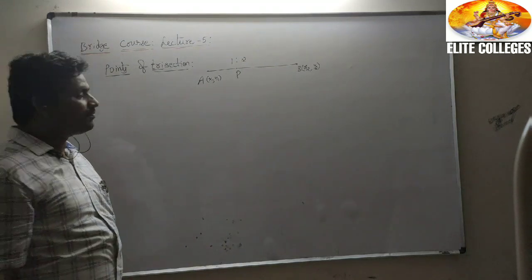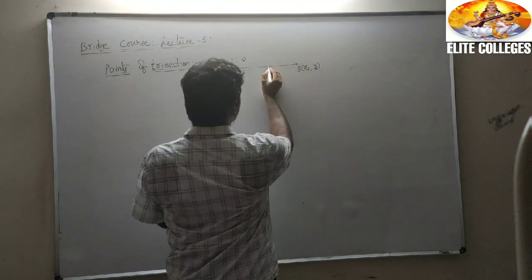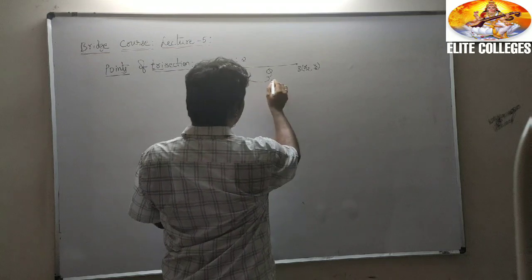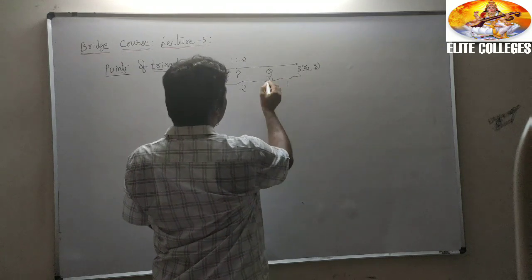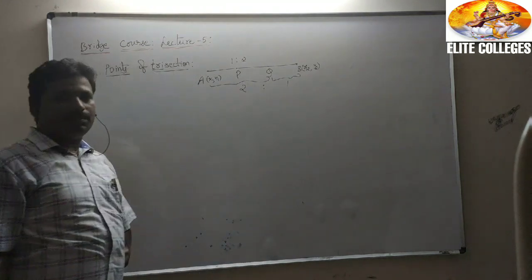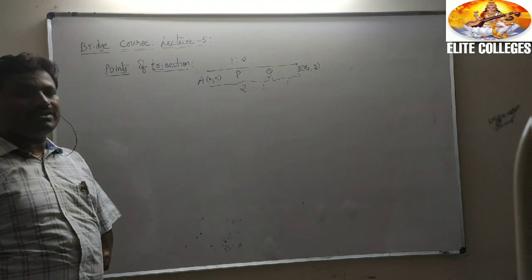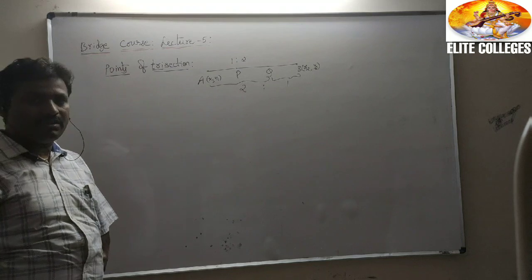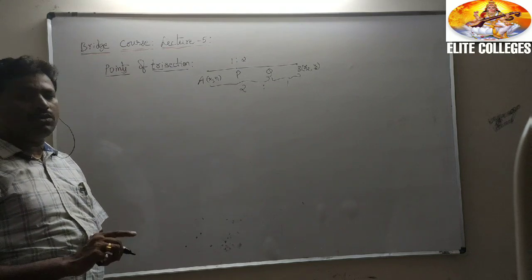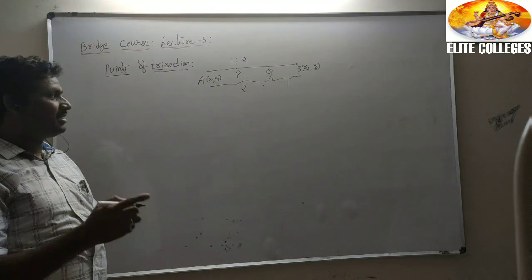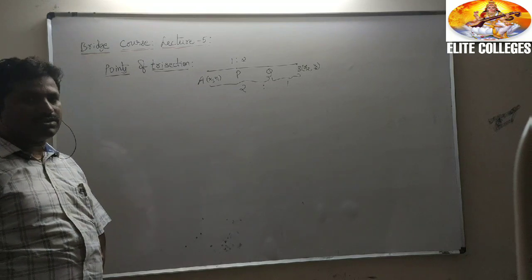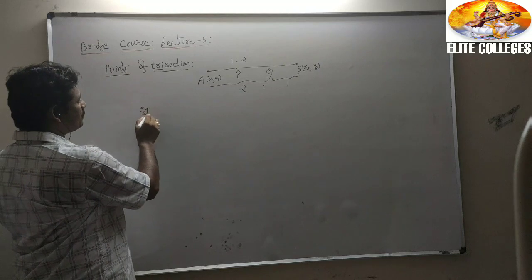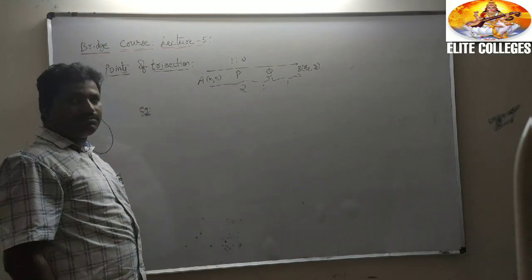Or the point Q which divides AB in the ratio 2 is to 1. Then the points P and Q are called points of trisection. The points which divide AB in the ratio 1 is to 2 or 2 is to 1, such points are called points of trisection. Now see the example.